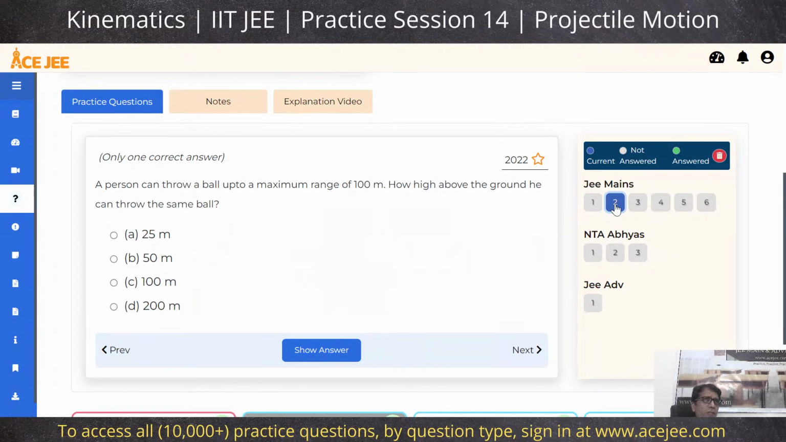Then we need to figure out how high above the ground. We'll use v square equals u square minus 2gh. At the highest point, your velocity becomes 0. So u square equals 2gh, h is u square by 2g. U square is 1000 divided by 2g, that is 20. That gives you 50 meters. Shall we clear it up? Yes, sir. Okay.